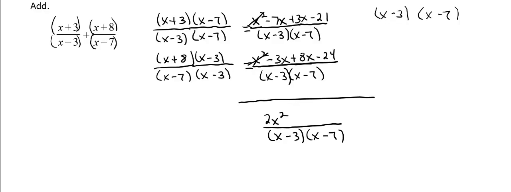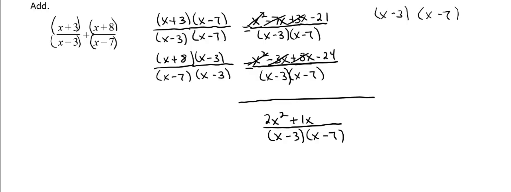So I have negative 7x plus 3x, which is negative 4x, minus 3x is negative 7x, plus 8x gives me positive 1x. So negative 7x plus 3x is negative 4x, minus 3x is negative 7x, plus 8x gives me positive 1x.